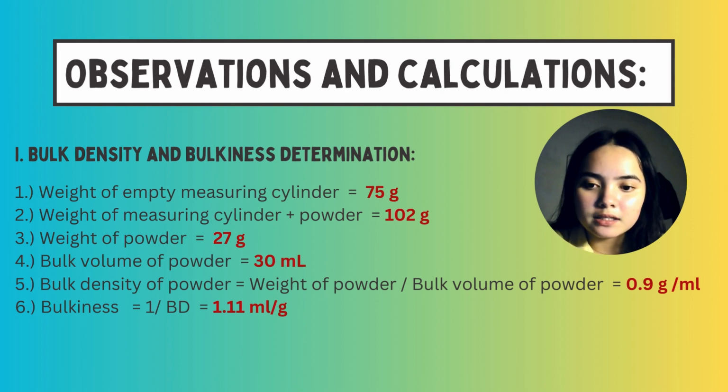Fifth is the bulk density of powder, which is equal to weight of powder divided by bulk volume of powder, equal to 0.9 gram per ml. Lastly, the bulkiness is equal to 1 divided by bulk density, which is equal to 1.11 ml per gram.